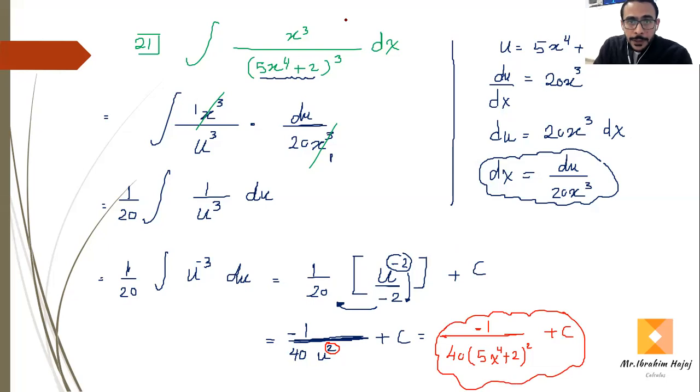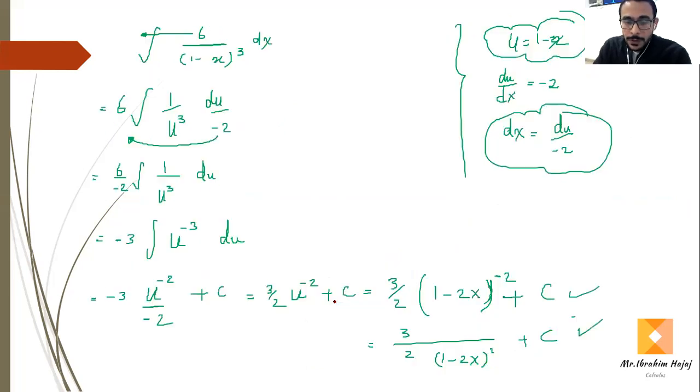Okay, this is question number 21 in your homework. So please check your answer. Is it negative 1 over 40 times 5x to the power of 4 plus 2, all squared, plus C or not? If you have any incorrect step, please take a screenshot and solve this question again on your own, and then check the video for the missing or wrong step.